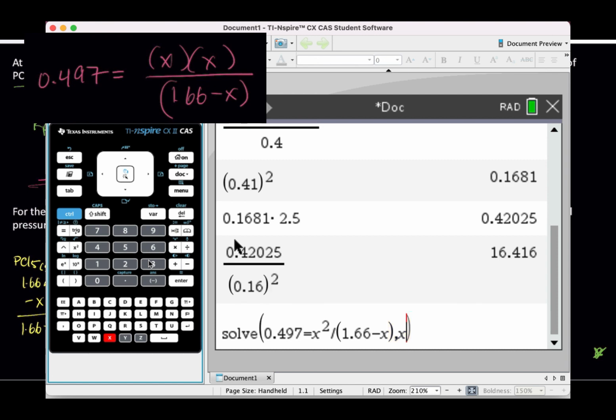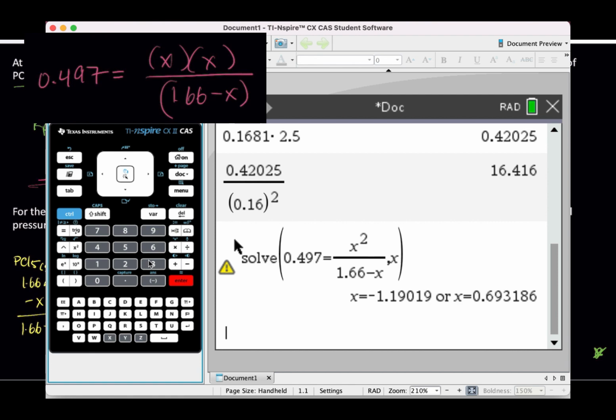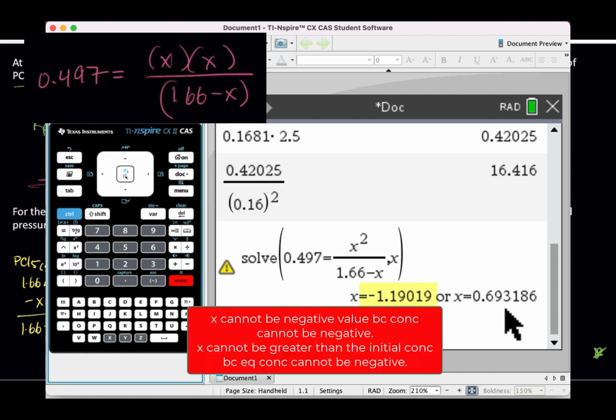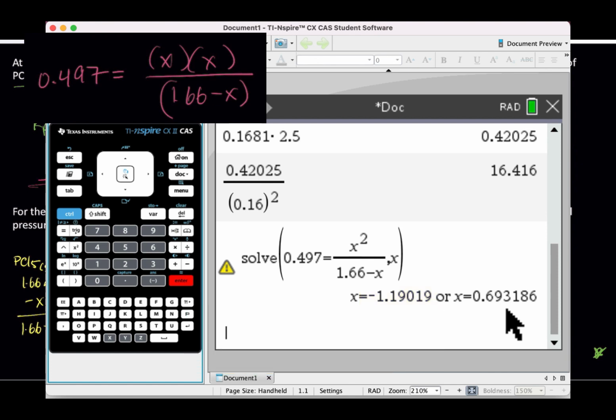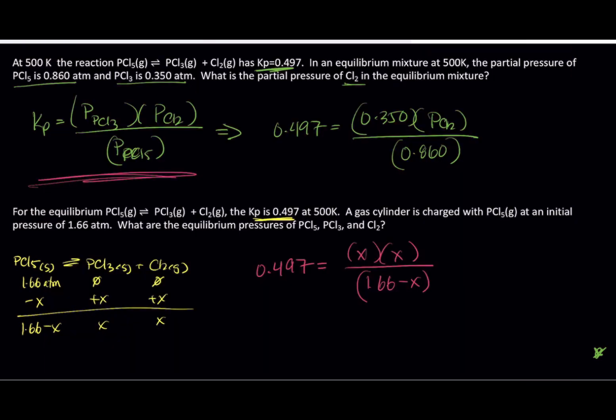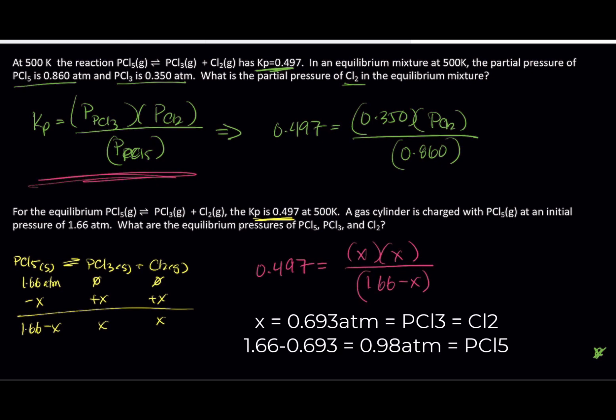And then when we stop and look at our choices, because it's a quadratic, it's going to spit out 2 answers. We're going to look at those 2 answers and pick the one that makes sense. Only one of them is going to actually work in the context of the problem, meaning that 1.66 minus x can't be a negative number. We can't have a negative concentration. So only one of those numbers is going to make sense. Yes? All right. And then we solve for x and solve for the rest of our pieces. So 0.693 is x, which is the concentration of PCl3 and Cl2. And 1.66 minus x is the concentration of the reactant that remains.